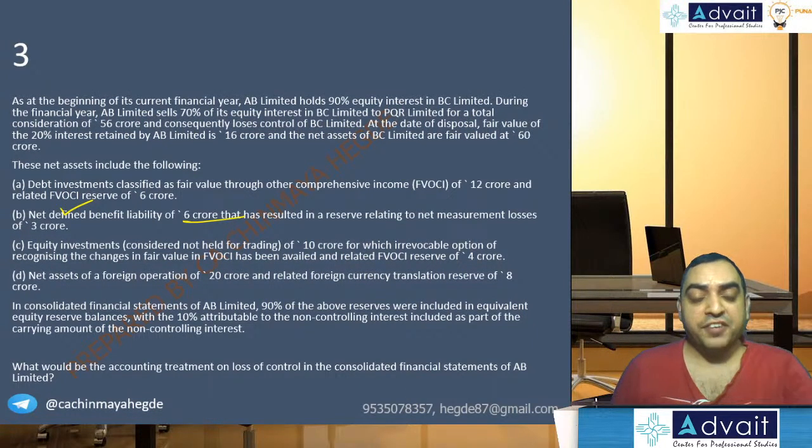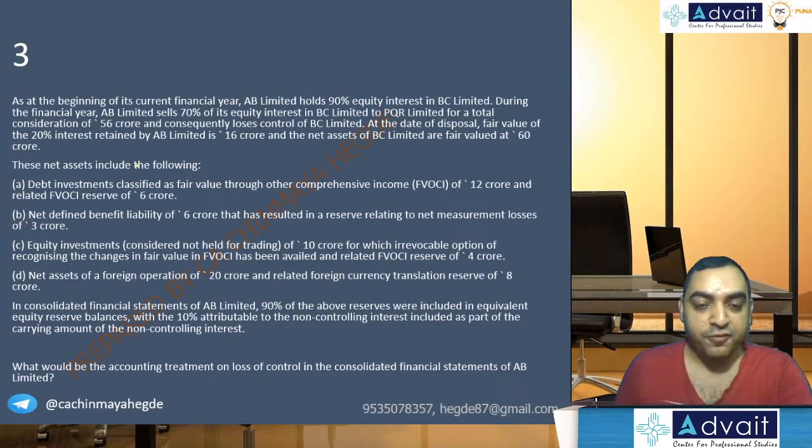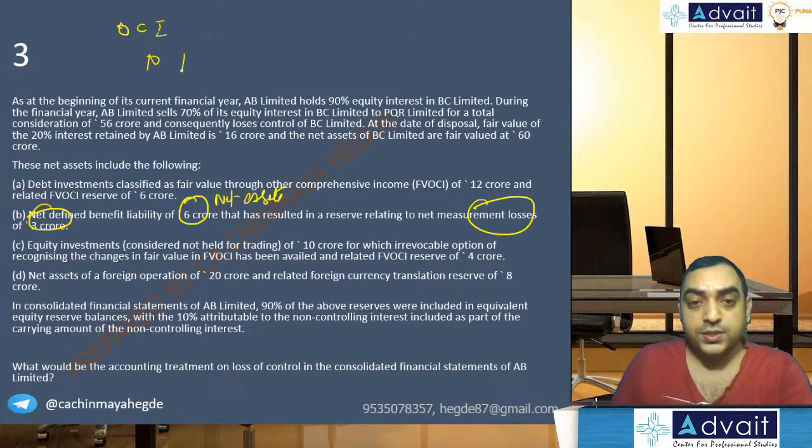Second point. Net defined liability of 6 crores has resulted in a reserve relating to net remeasurement loss of 3 crores. Now, remeasurement loss is not to be recycled. It will go to the reserves directly. It will not come to the P&L account, as per Ind AS 19. Therefore, this 6 crores would have already been included in net assets, so no issues relating to that. Now, relating to this 3 crores loss, that should be transferred not to P&L, but to other reserves or other equity, let's say general reserve. Not 6 crores or 3 crores, but 3 crores into 90%, which is 2.4.